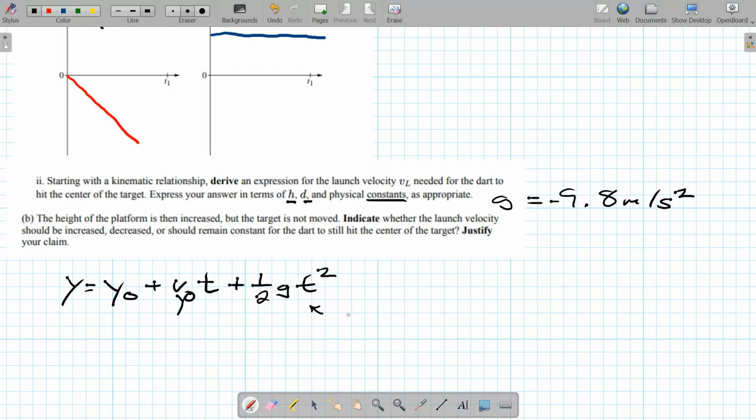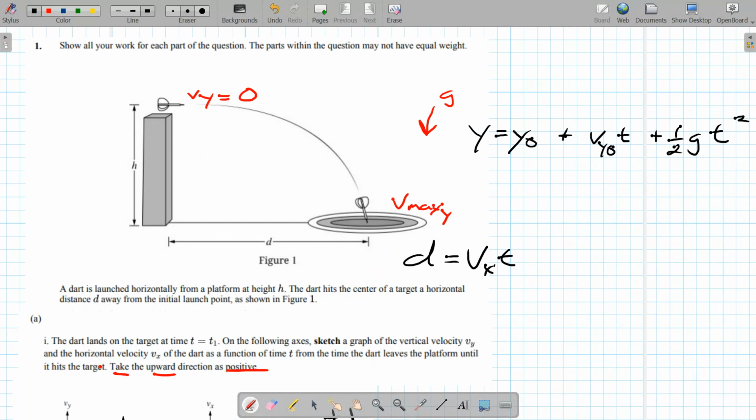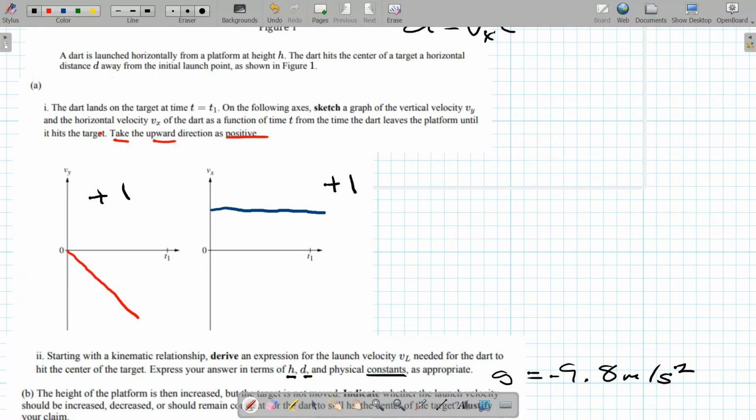And then we know that d is equal to v sub x times t. Well, what is v sub x? It's just v sub x initial, right?